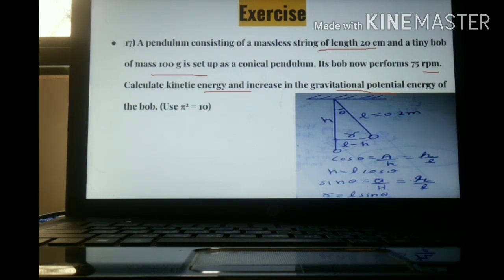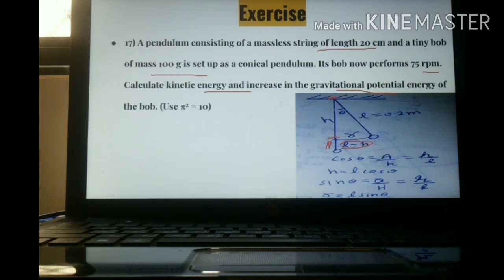If this full length is L, the length of the pendulum, then from here to here is H, and from here to here, the distance can be represented as L minus H.